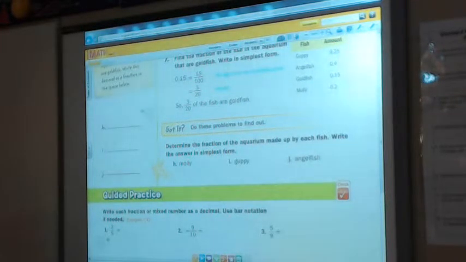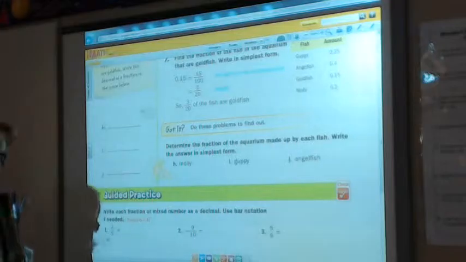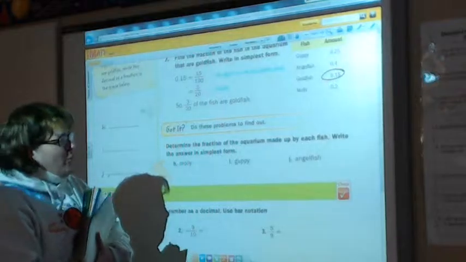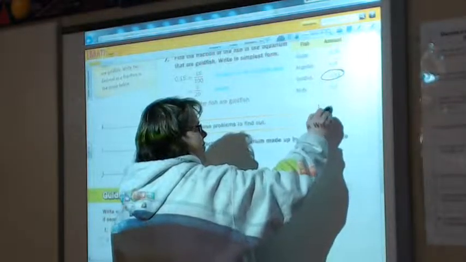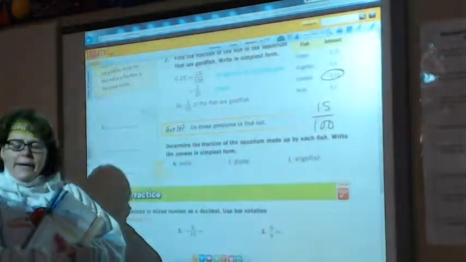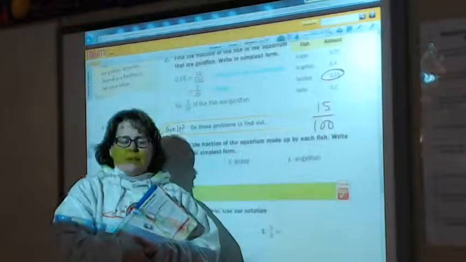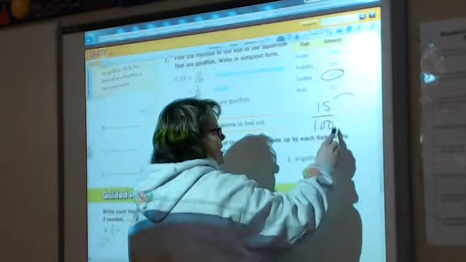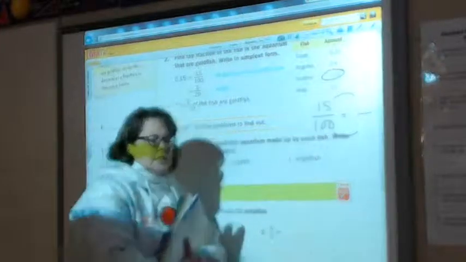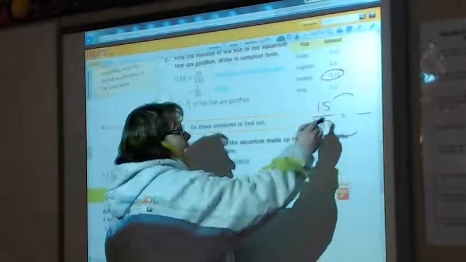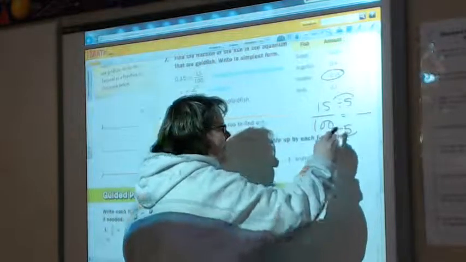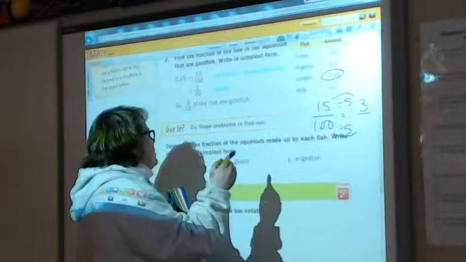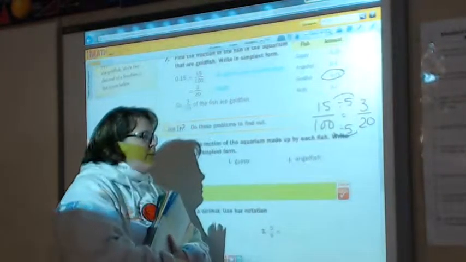It says, find the fraction of fish in the aquarium that are goldfish. So in this first one, goldfish are 0.15. So that 0.15 is 15/100, okay? But we need to simplify that because these need to be in simplest form. What number can go into 15 and into 100 to make it smaller? The number that can go into both is 5. So you're going to divide your numerator and your denominator by 5. 5 goes into 15 3 times, and 5 goes into 100 20 times. So your answer would be 3/20.